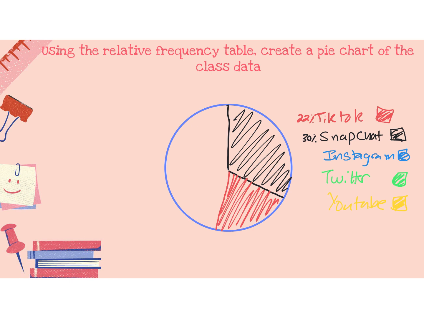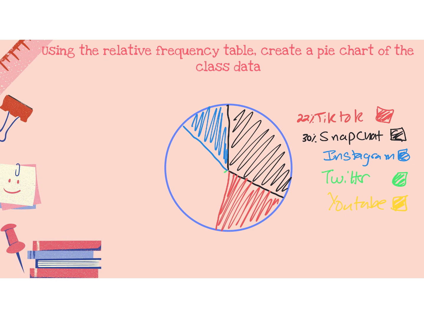Twitter and YouTube are the same percentage. So if I find Instagram, find that 13%-ish, then I can take whatever's left over and cut it in half and have my Twitter and my YouTube. So Instagram, 13%. That's about 1/8 of the circle. So let's try about here. And that would be our Instagram.